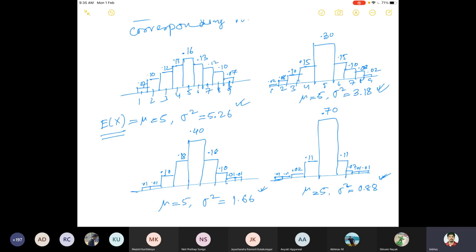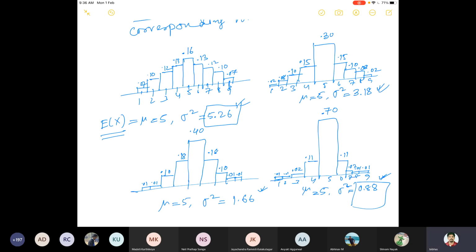If sigma square is large, if the variance is large, then there is a high probability that the values, all these x1, x2, xn, the images of the sample points, the corresponding random variable values, are not close to the mean. And let's see why. Here it is 5.26 compared to this 0.88, which is very small. 5.26 is larger than 0.88. And now see here, this point, 5, 6, 7, 8, 9, 4, 3, 2, 1.